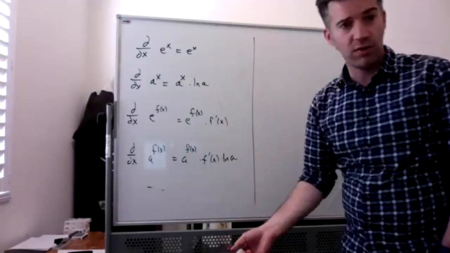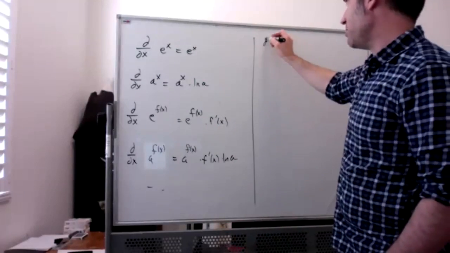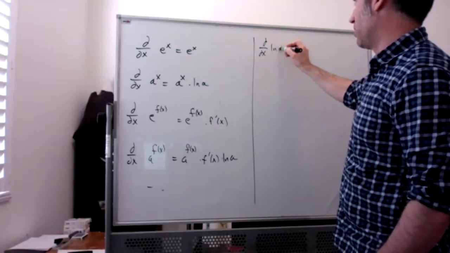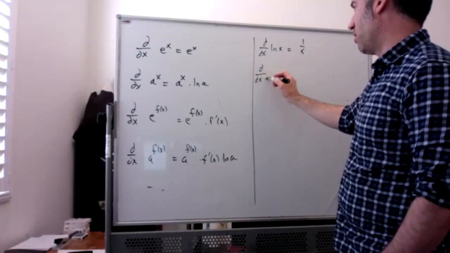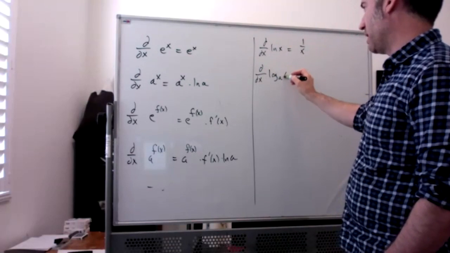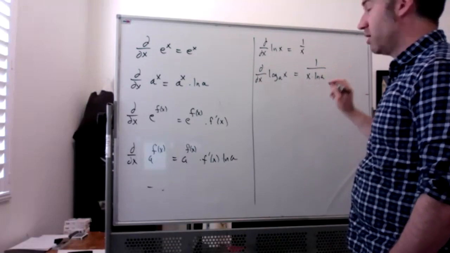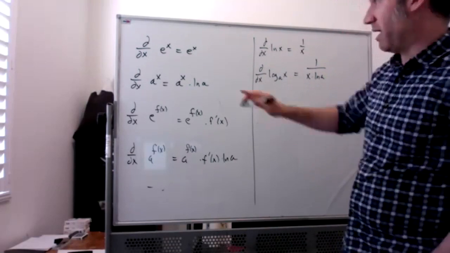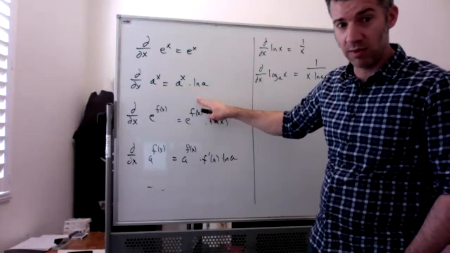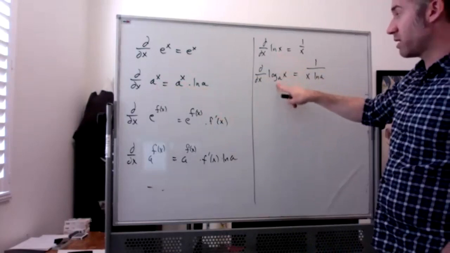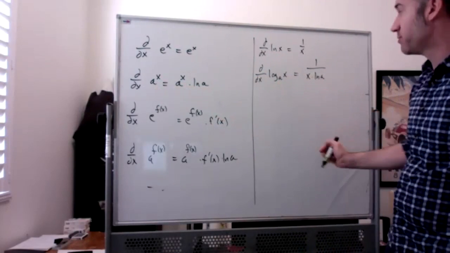And the logarithm rules are similar-ish. The derivative of the natural log of x is 1 over x. The derivative of log base a of x is 1 over x natural log of a. So what I always remember is, if it's exponential and the base is different, you multiply by the natural log of the base. If it's logarithmic and the base is different, you divide by the natural log of the base.